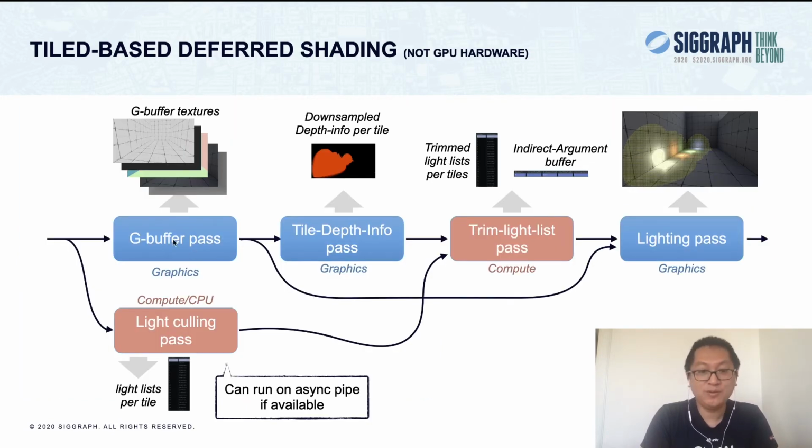So in terms of workflow, a gbuffer pass generates the gbuffer. We can run the light culling pass on compute or on a CPU, and that outputs a light list per tile. Then we have this tile depth info pass that takes the depth buffer, downsamples it, and generates a bit mask per tile. Then we have a compute shader running again that takes the bit mask per tile and the light list, and trims the lights again.